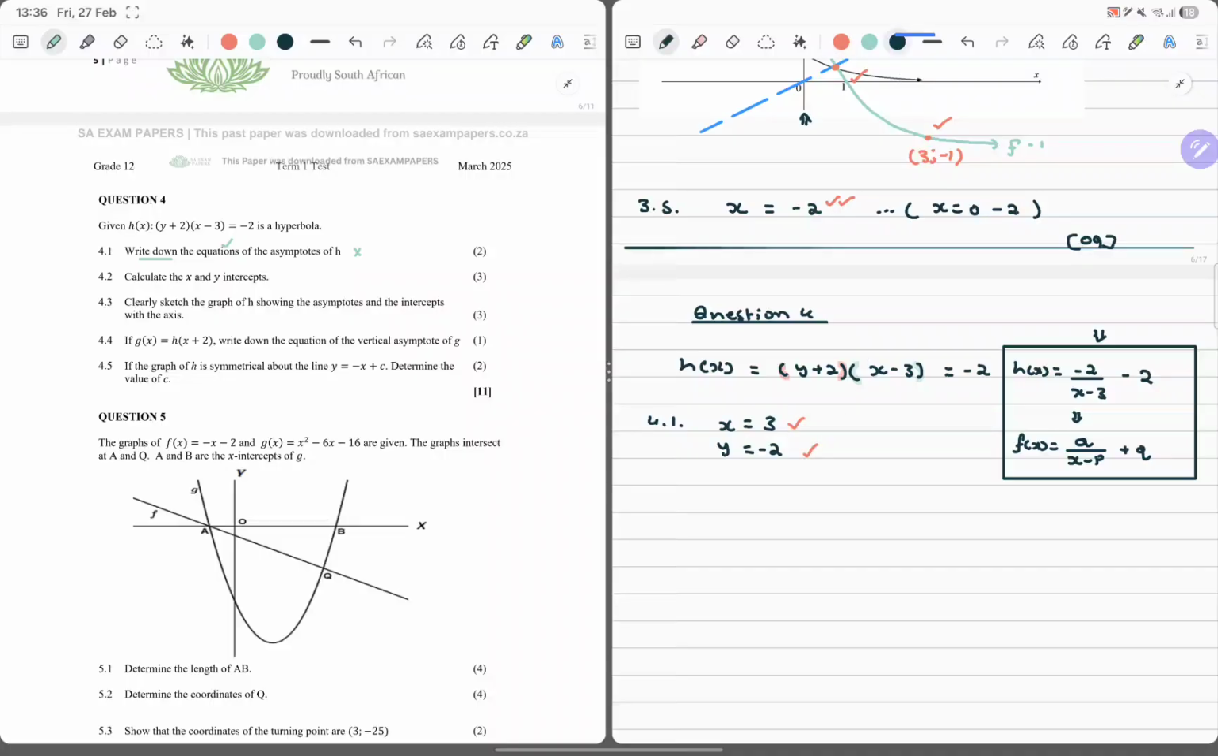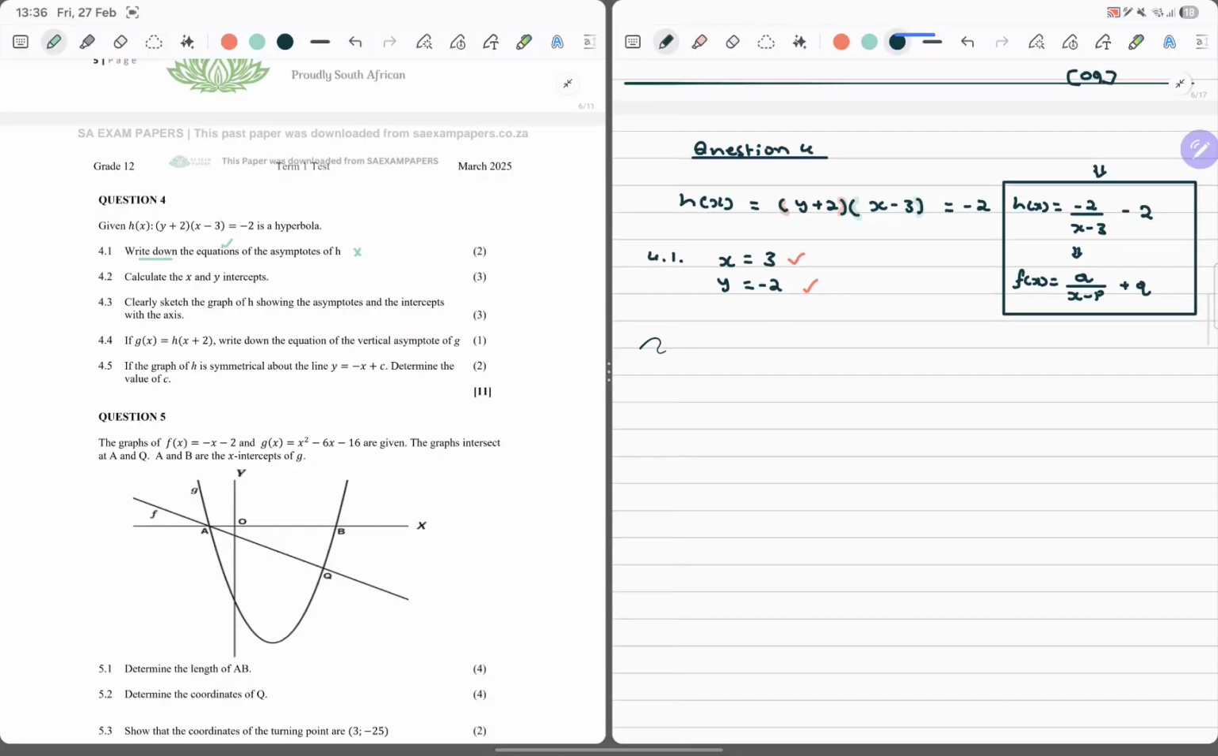So 1 mark for each. We go on. 4.2 says calculate. Now you see, this question says calculate the x and the y intercept. Now you cannot present an answer only in a question like this. It's not acceptable. Okay, let's start.